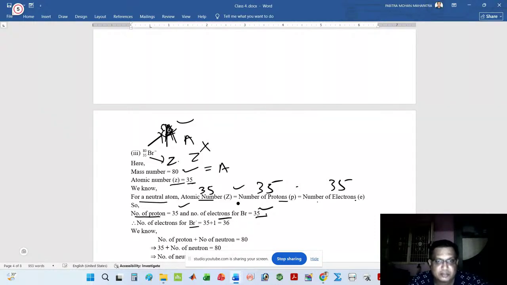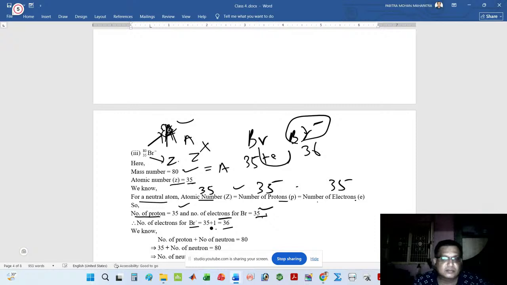For Br minus means you have added 1 electron, that is 35 plus 1, that is 36. What is the difference between Br and Br minus? When bromine gains 1 electron, it converts into Br minus. Bromine has 35 electrons. Add 1 electron means the total electron for Br minus is 36.